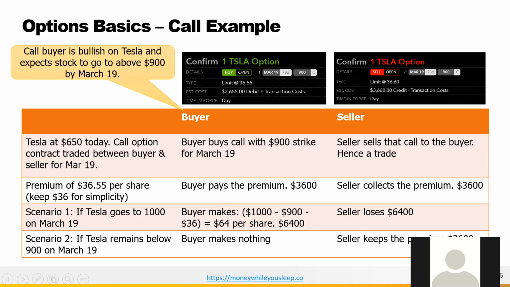Profits. So we have to close the deal, right? Yeah, you can close it. But if the seller does not close it, and Tesla remains below 900, the seller will make this particular profit. So the 3,600, I will get the 3,600, if you are a seller. Okay, got it.